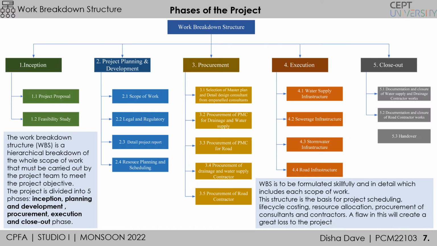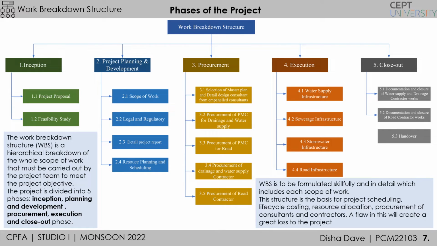Under the work breakdown structure of the infrastructure development project, 5 stages of project life cycle are identified, that are inception stage, project planning and development stage, procurement stage, execution stage, and closeout stage. In the inception stage, we have the project proposal, which is done by the client, and the feasibility study, which is done by the master planning and detailed design consultant.